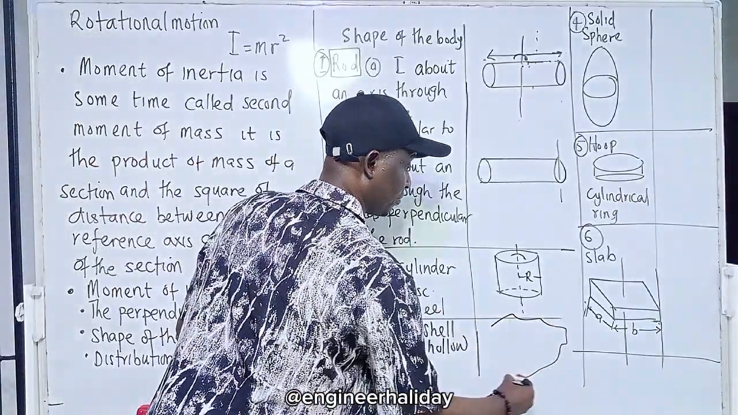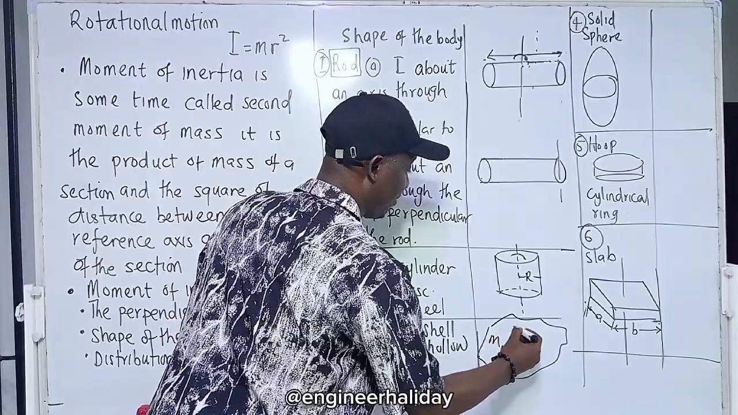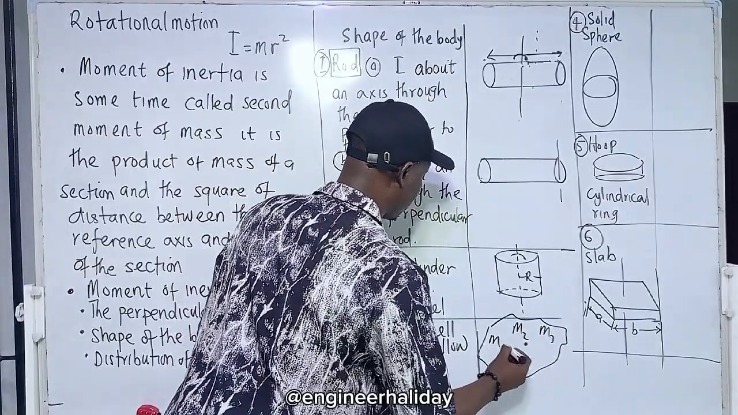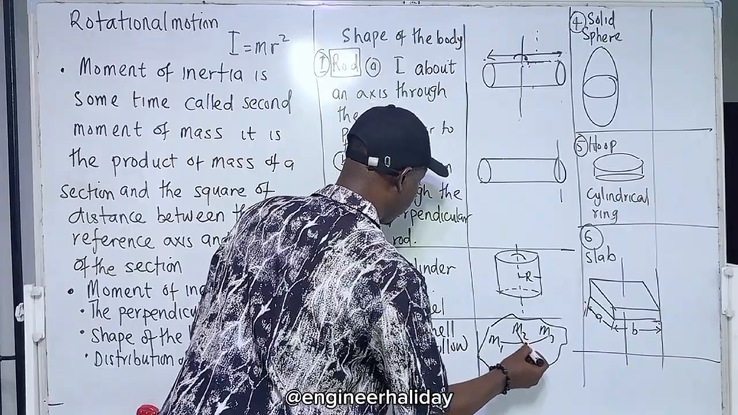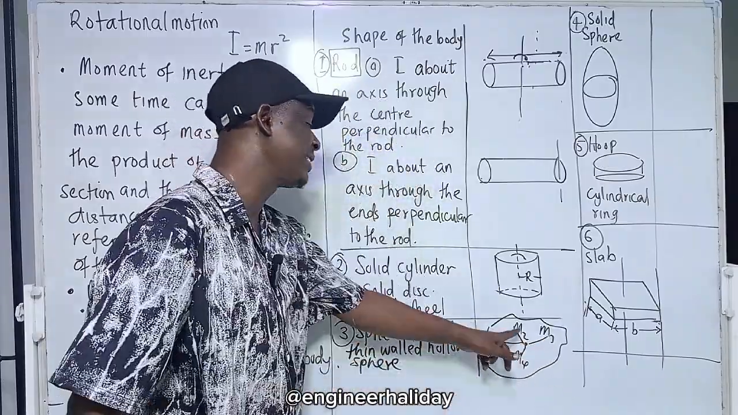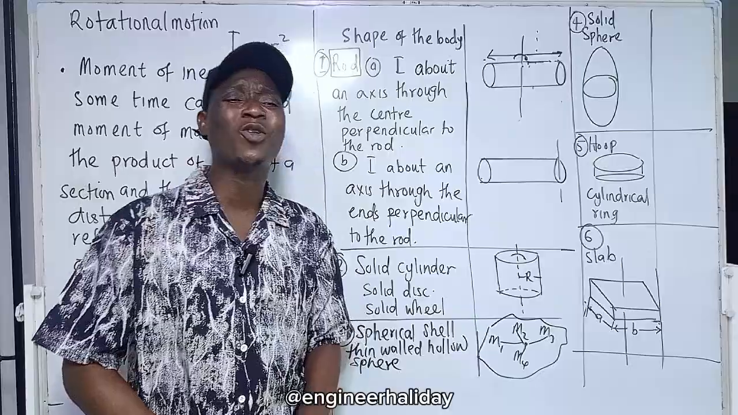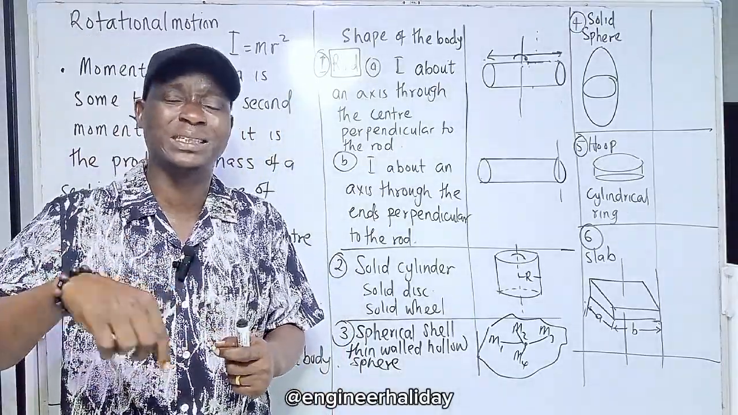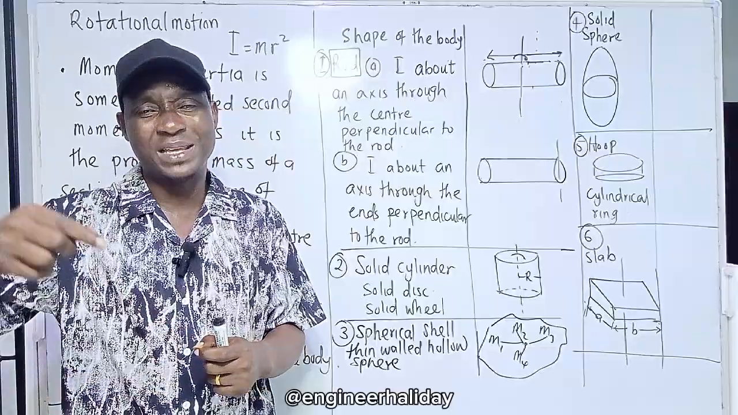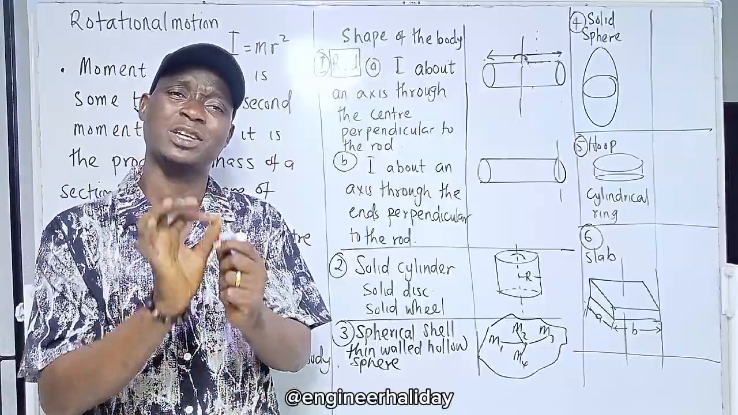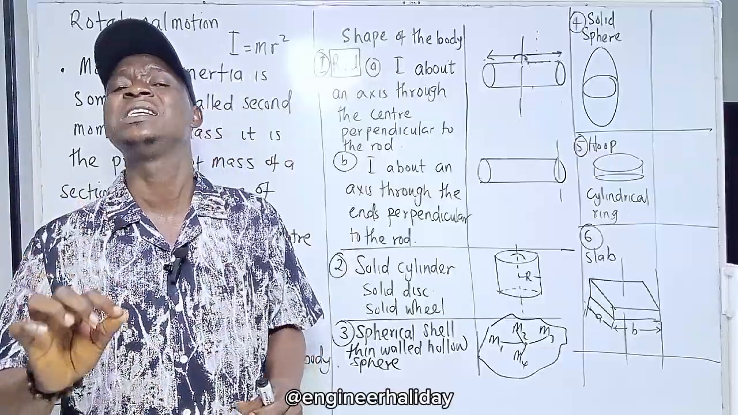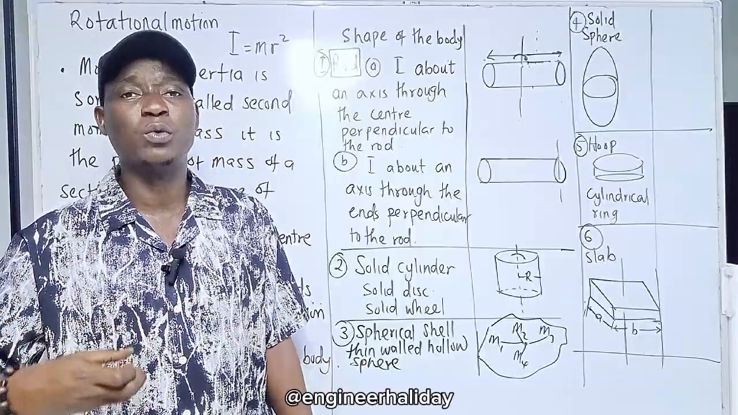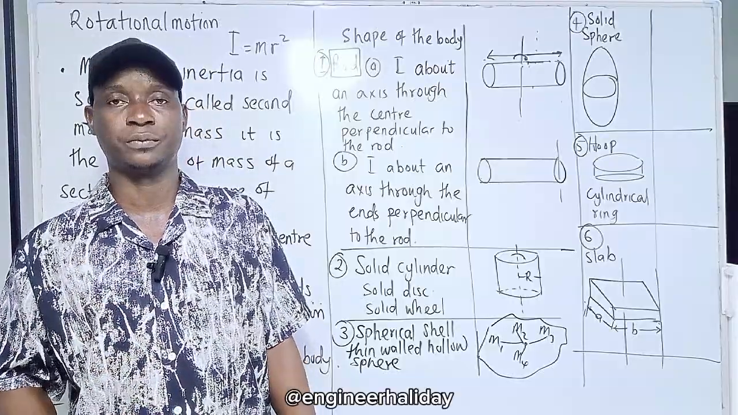This is a body now. Masses here M1, M2, M3, M4. Let's say this is the centroid, from here to this place, to this place, to this place. Now, if you arrange all these masses to have a common distance, so that they will rotate about the axis of rotation at that distance, that common distance that all the distributed masses have is what we call the radius of gyration.